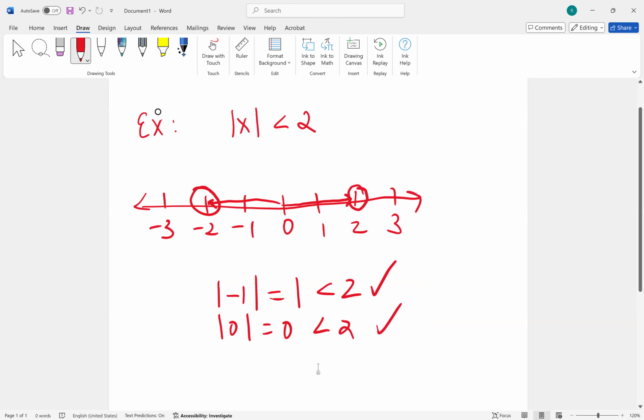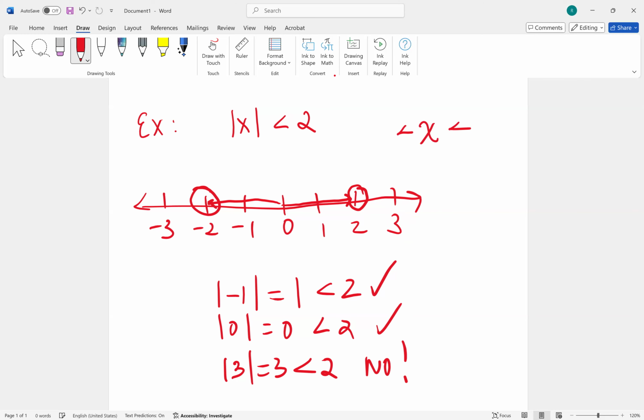Now, look what would happen if we picked 3. The absolute value of 3 is 3, but is 3 less than 2? No, right? So nothing beyond -2 or +2 is going to be part of the solution set. So my answer is all values of x that are between -2 and +2, right? Or we could write it in interval notation, -2 to +2.